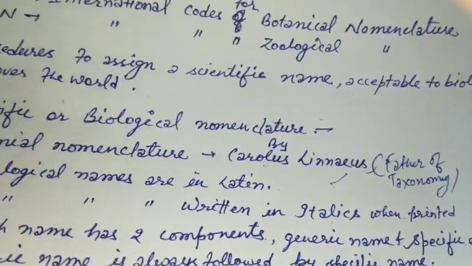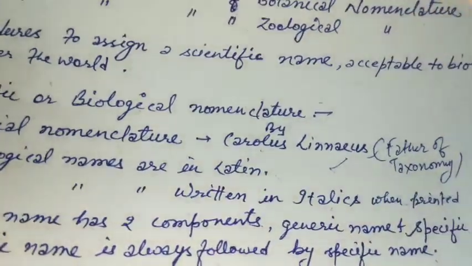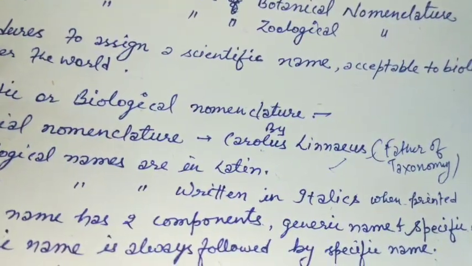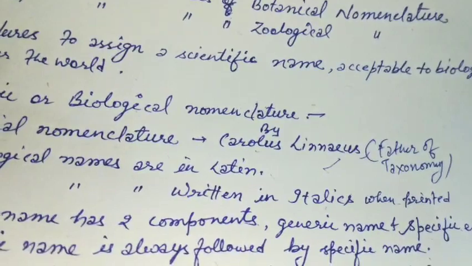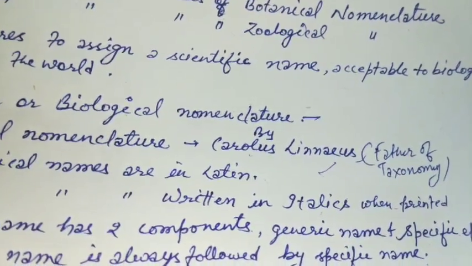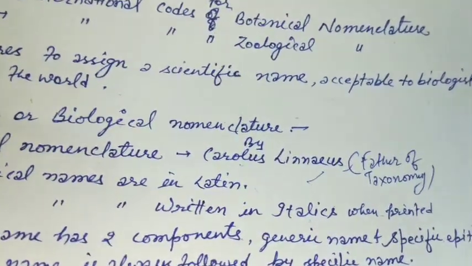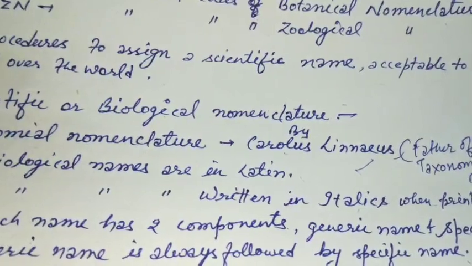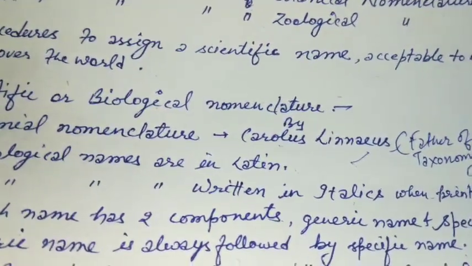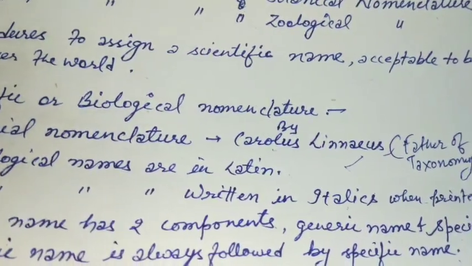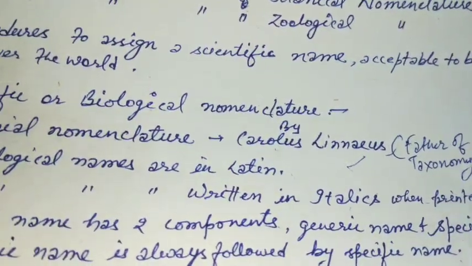Whenever we are writing a scientific name, we have to follow the rule that the first name is always generic and the second name is the specific name. The first letter of the generic name is always a capital letter, while the first letter of the specific name is always a small letter. And whenever we write these scientific names, we have to underline the generic name and specific name separately. So these are some of the rules of scientific or biological nomenclature, and the science of classification, identification, naming, etc. is known as taxonomy. So all this is included under taxonomy. Thank you so much.